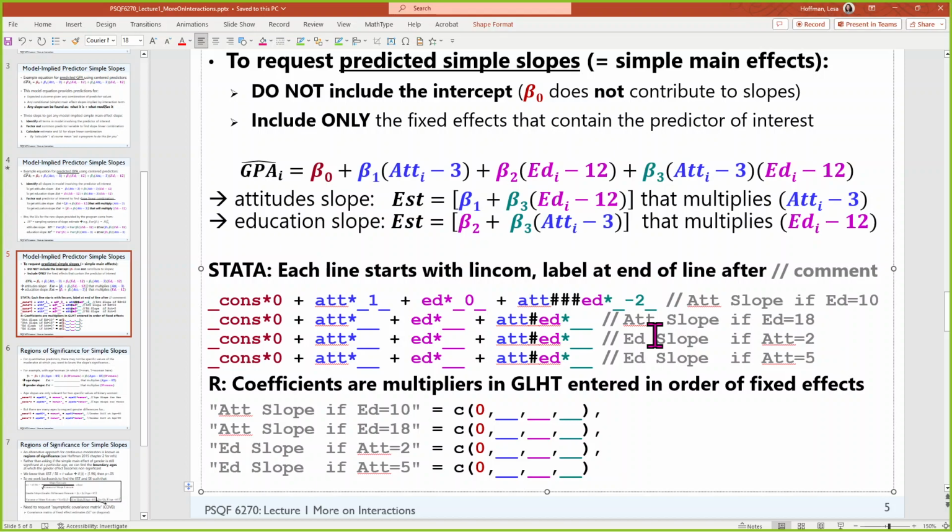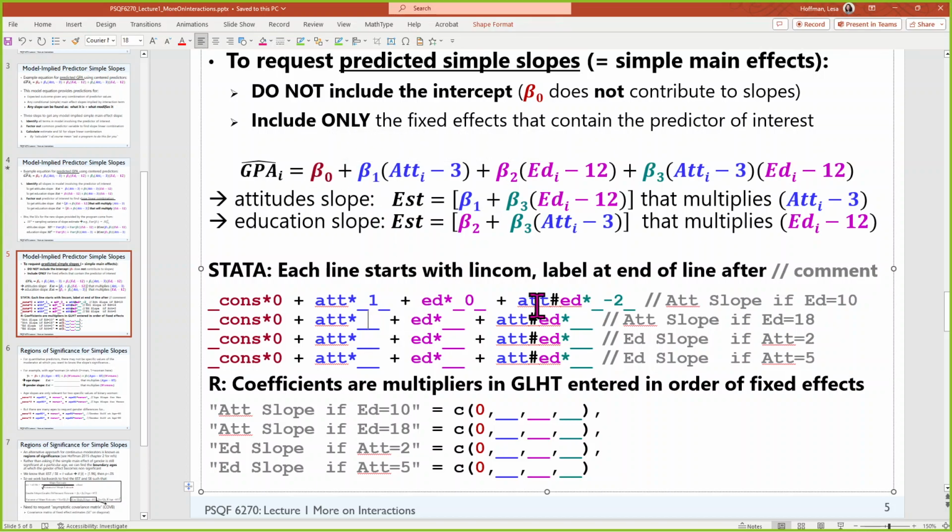I deliberately hide that from people when I start teaching this because I don't want them to forget the lower order terms, and doing lots of typing is a good way to reinforce that. But once you get sick of typing and you know what you're doing, absolutely. So I do not do that on purpose in my examples. Okay, want to do another one? What if we want the attitude slope for education equals 18? Now I've put the constant to 0 for you, because if your question is about a slope, the intercept will never ever have anything to do with that.